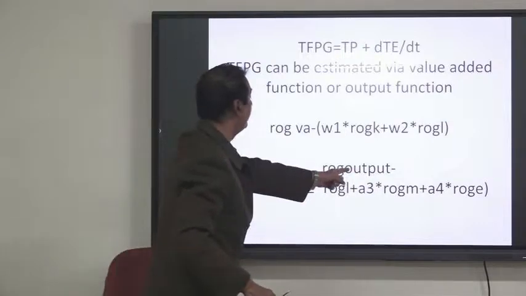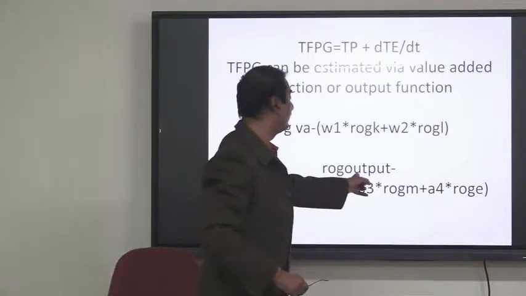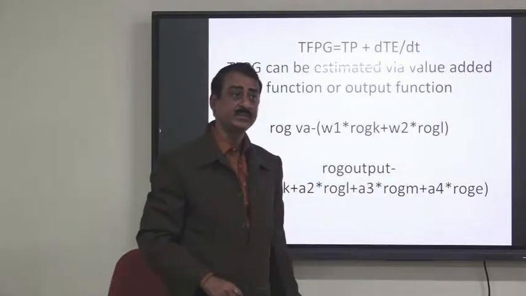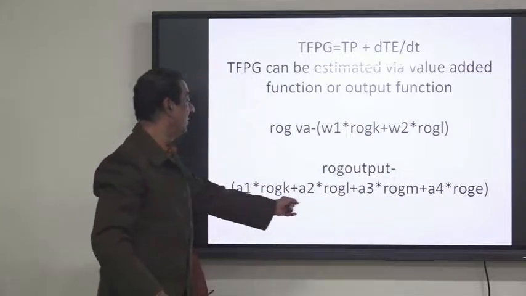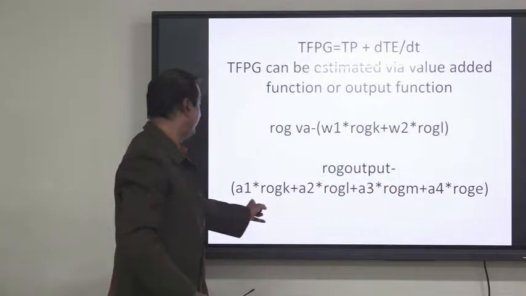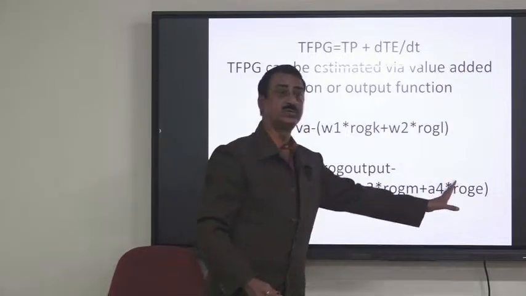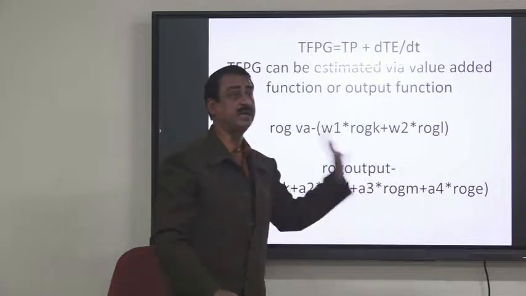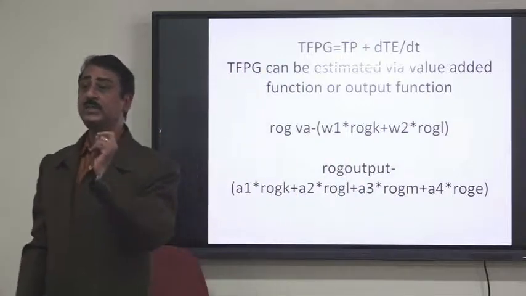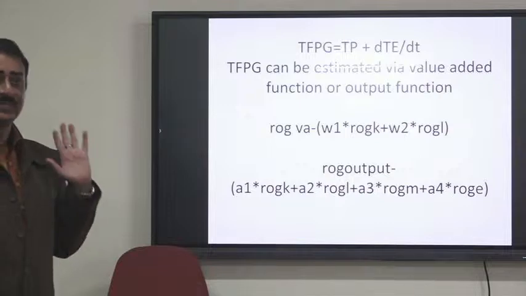Then, if you are considering output, what do you do? You consider the rate of growth in output in constant prices minus the weighted average of all the inputs: rate of growth in capital, labor, material and energy. And what are the weights? A1, A2, A3, A4. So the whole question is how you work out those weights. That is the crucial part.